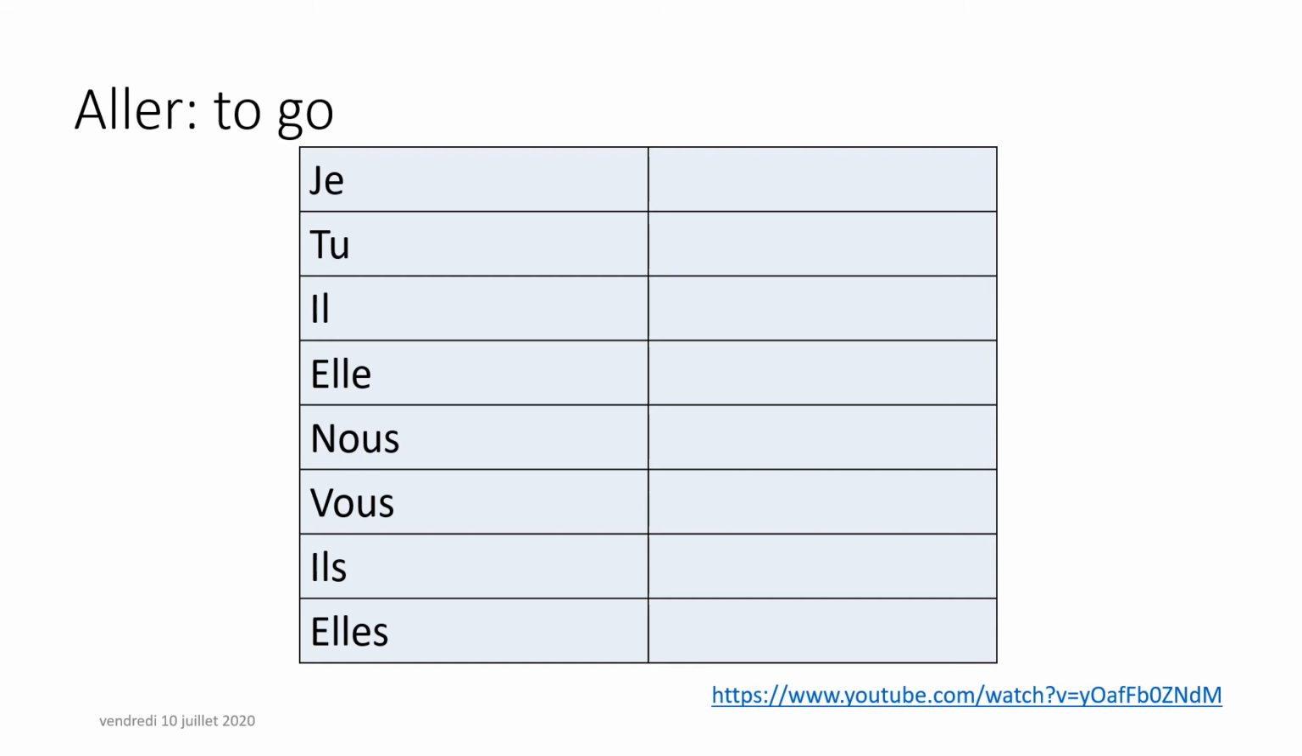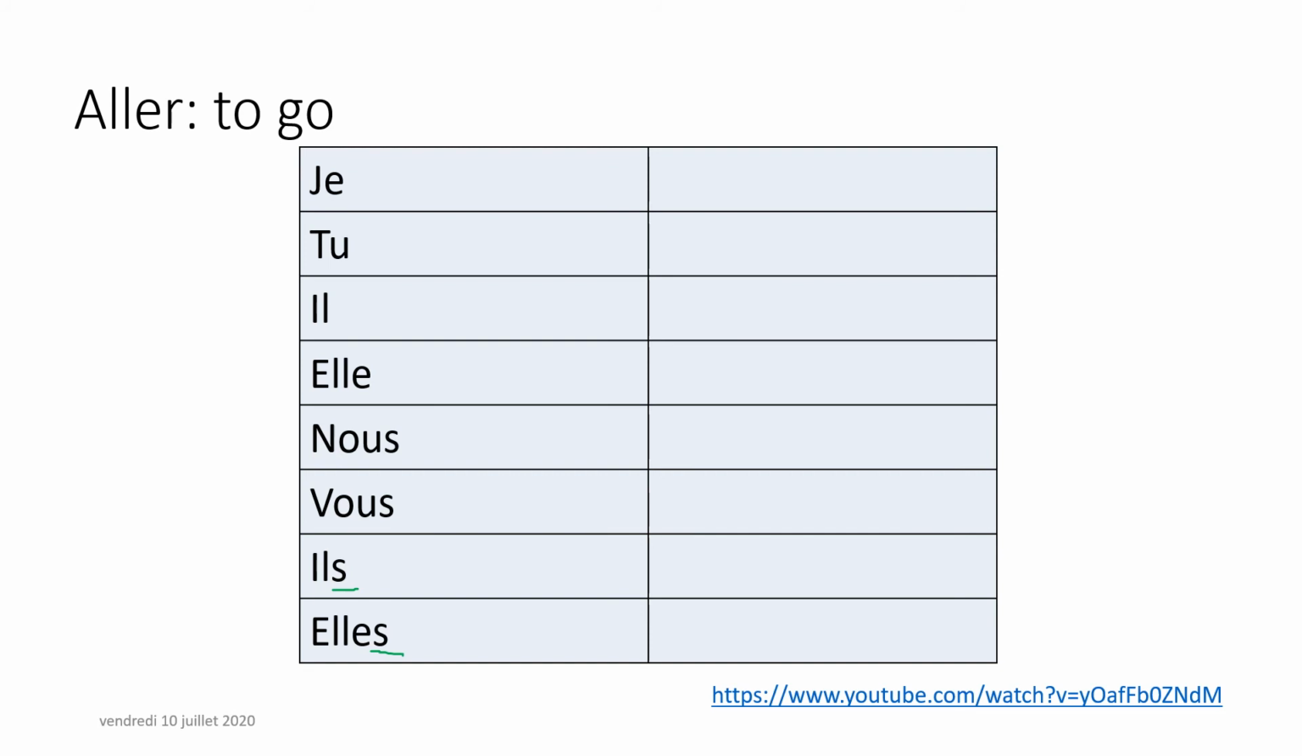Hear me say the component parts for these 8 people who can do the verb. Je vais. Tu vas. Il va. Elle va. Nous allons. Vous allez. Ils vont. Elles vont. Note that these 2 sounds here are silent, even though you are talking about they, the boys plural, or they, the girls plural.